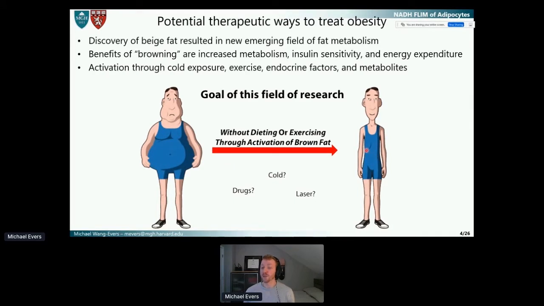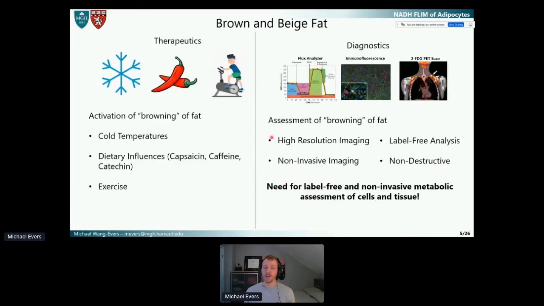And that's obviously a huge market, or has the potential to be a huge market. So people are interested in drugs or other treatments like cold or energy devices. So this research is basically split in half. A lot of people try to find new therapeutics, and a couple have been found already, like I told you, like the cold treatment or dietary influences, like you can eat peppers or caffeine or green tea that increase your brown fat, but you also can exercise.